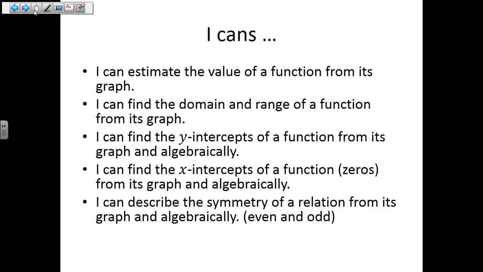Okay, so here are our I can statements again. That means we're at the end of the video. After watching this video and doing the practice, you need to be able to do all of these things. If you can't, maybe you need to watch the video again, maybe you need to ask some more questions.